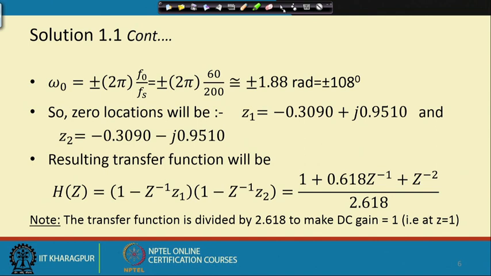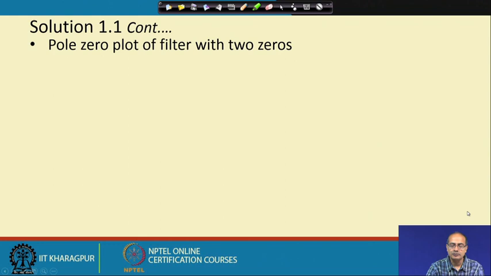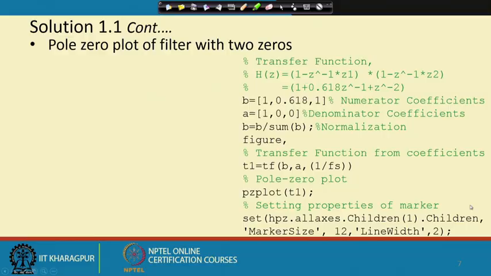Now, we would like to see how the pole zero plot of the filter looks. Before applying it, we would like to ensure that it should not, by mistake, go outside the unit circle. If it happens, then we know that we made some mistake. So, we want to do that check. So, here is the code.